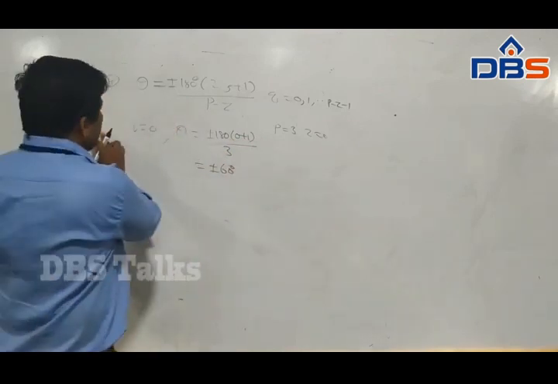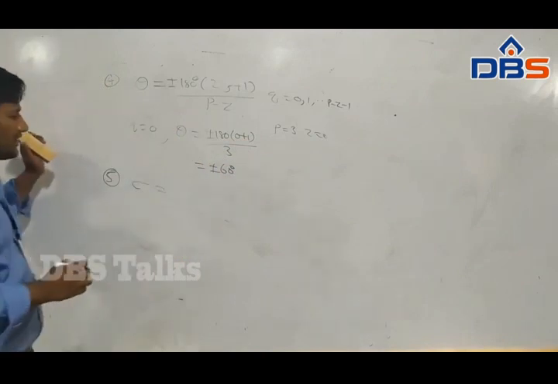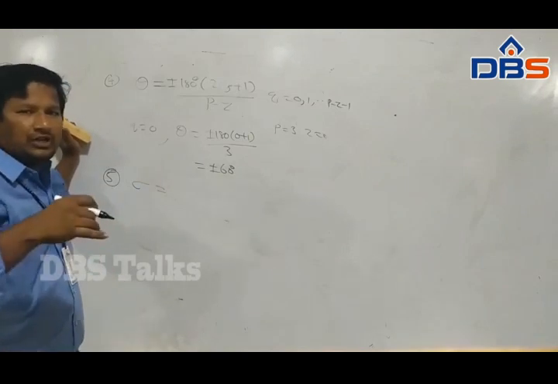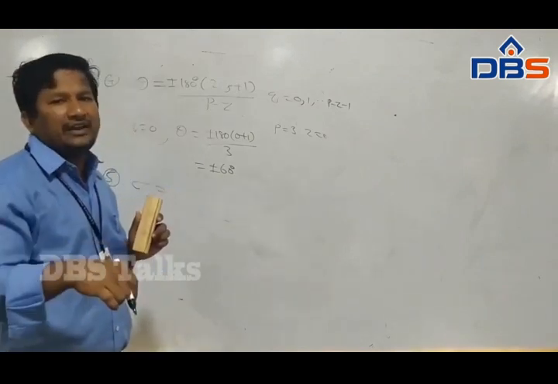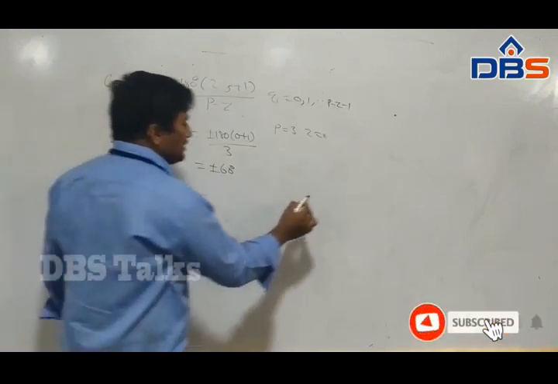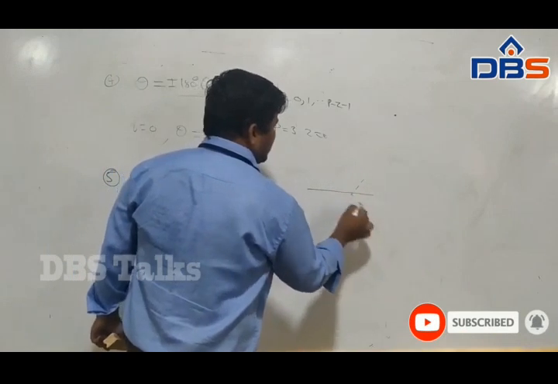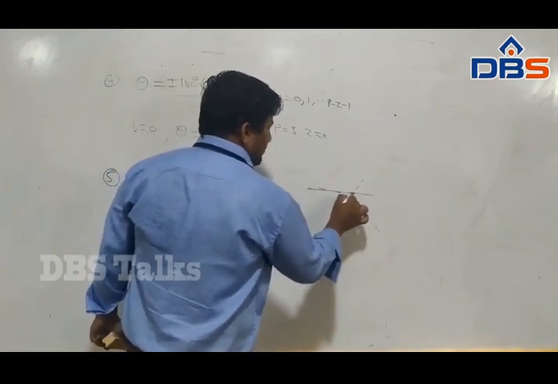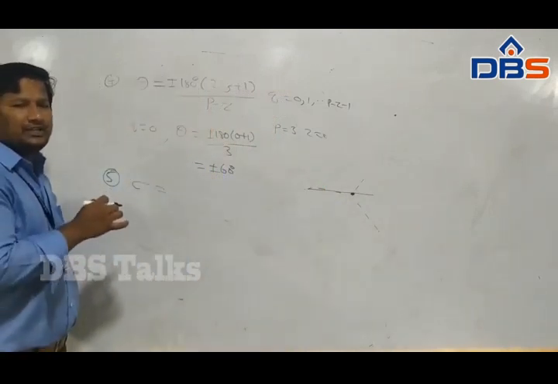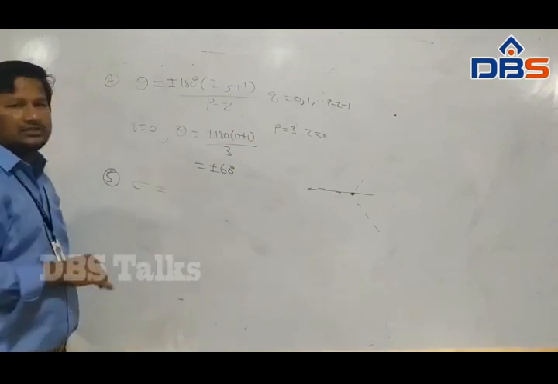Another rule is the centroid. The point at which all asymptotes come into the real axis is called the centroid. Suppose the asymptotes will be like this: 60 degrees, minus 60 degrees, 180 degrees. So this point is called the centroid. A centroid is the point where the asymptotes meet the real axis.